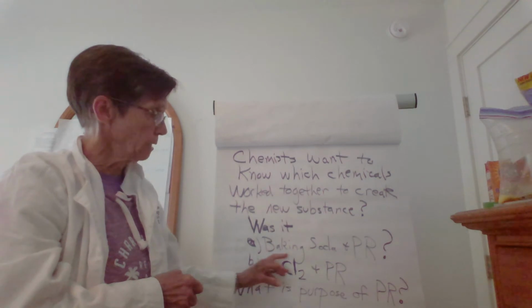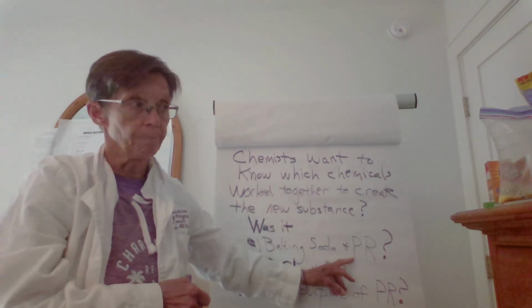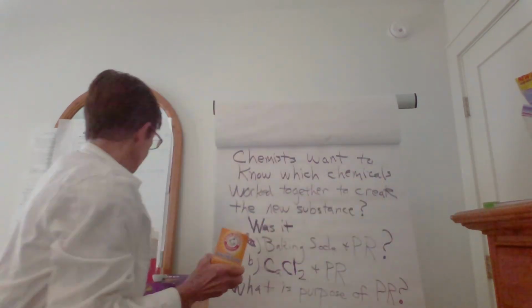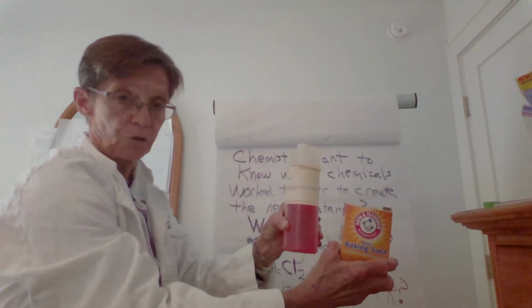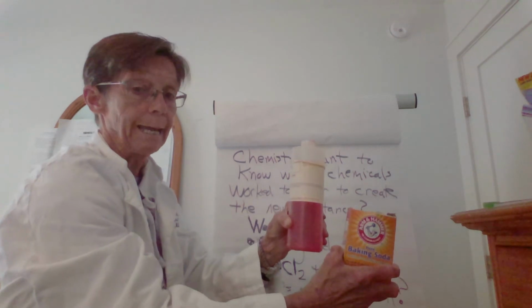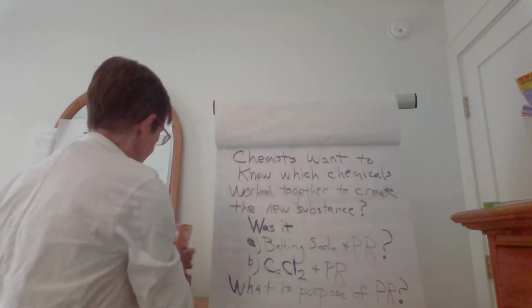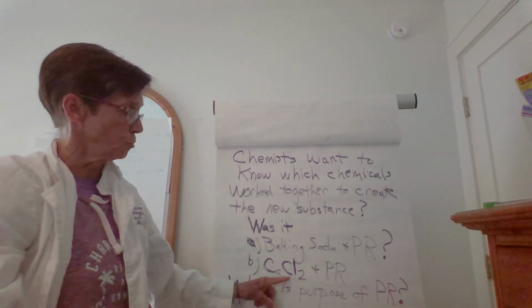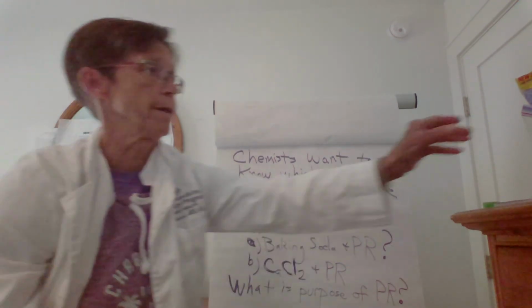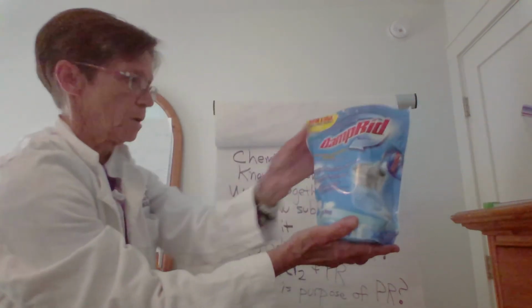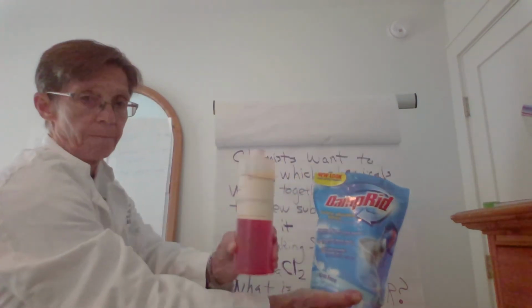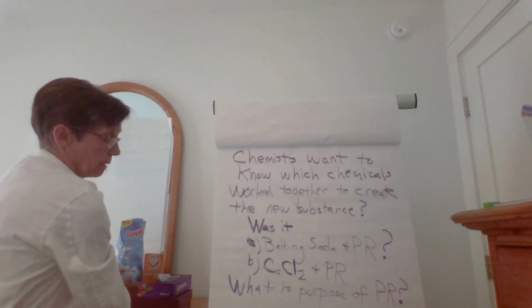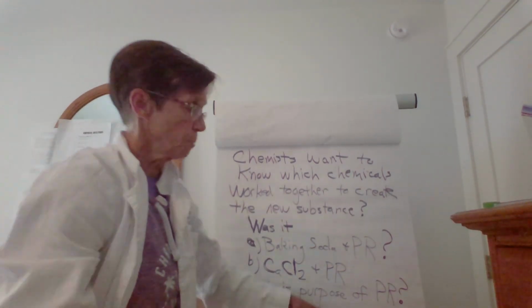Was it the baking soda and the phenol red? So if I just took baking soda and phenol red and I mix those two together, would I get that gas? Okay, that's the first question. Or was it the CaCl2, the calcium chloride, and the phenol red? Or was it this one and the phenol red? Got it? And then the last one was, okay, the question is, what is the purpose of the phenol red?